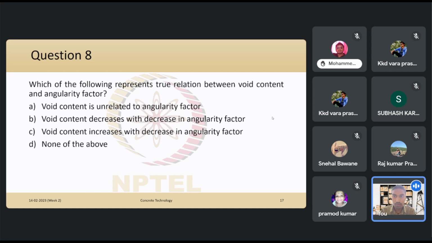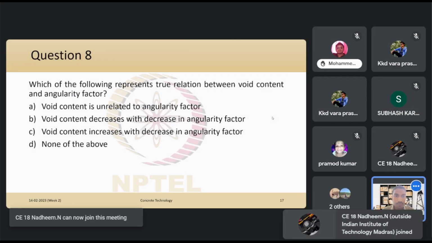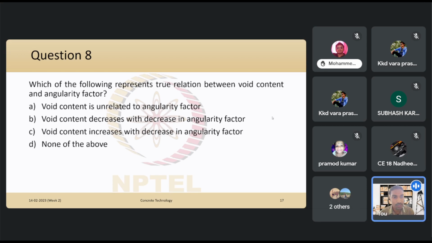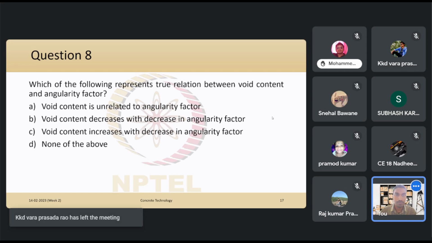Okay, there is one answer for option B. For others who join late, there is a poll going on after each question, so you will find it within the activities option and you can answer in the poll. Okay, two answers for option B.